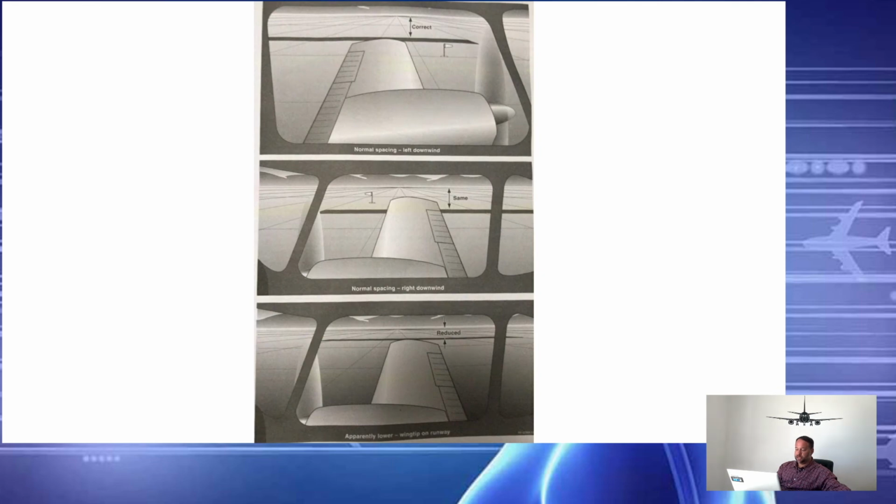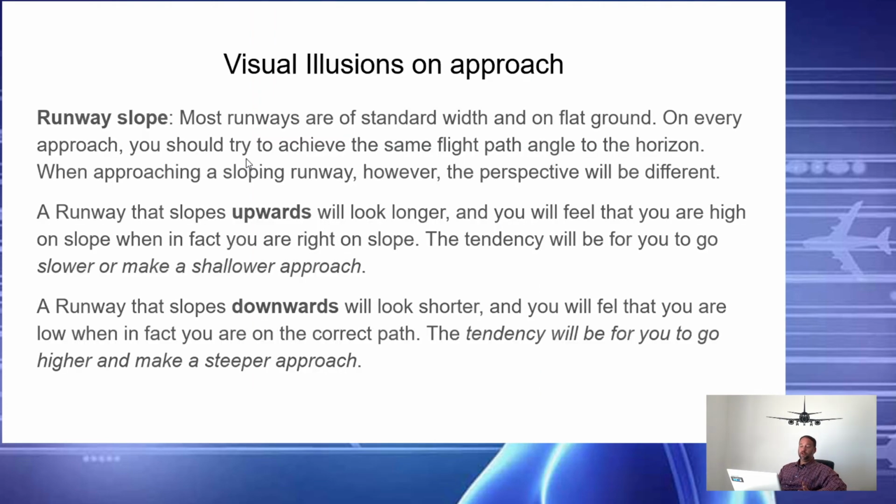So we have a picture here. See, the horizon is reduced when you look into the right side. So you should do it differently, but usually we do circuits from the same side. That's the habit. Visual illusions on approach. I just love this part.